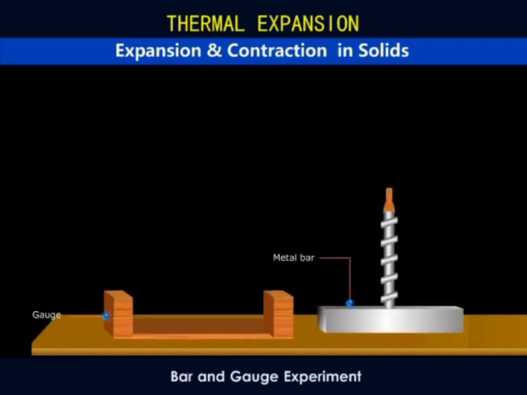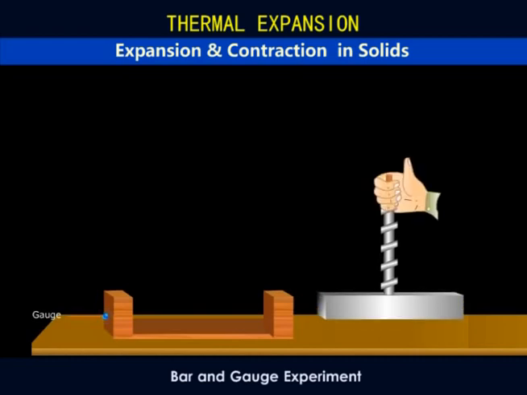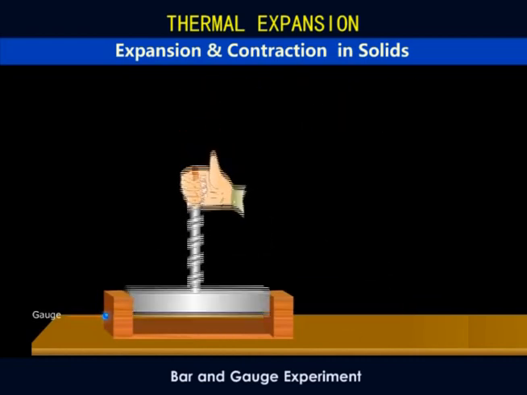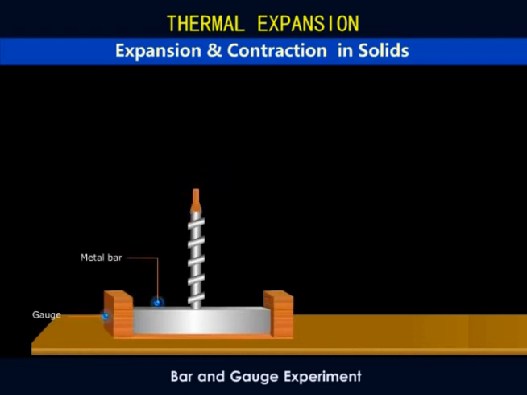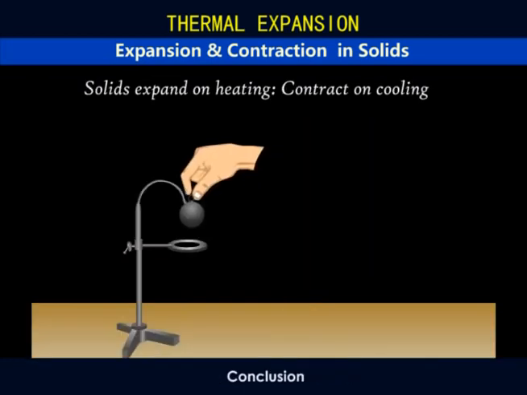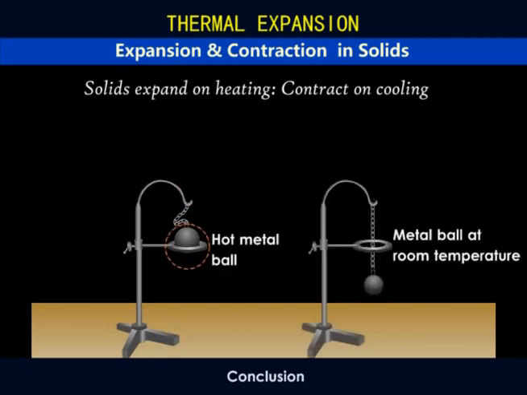When we let the bar cool for some time back to its initial temperature, and we place it back in the gauge, it will fit again. That is because cooling has caused the bar to contract back to its original length. And therefore we can conclude that solids expand on heating and contract on cooling.